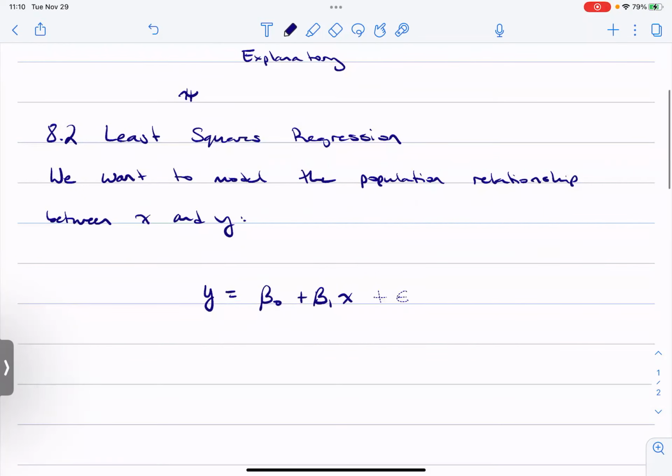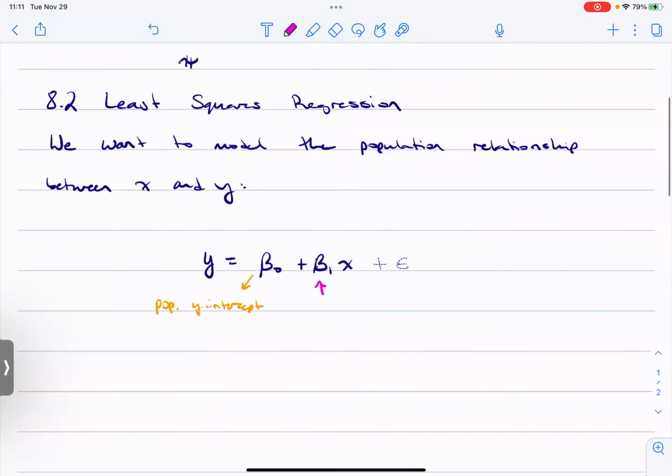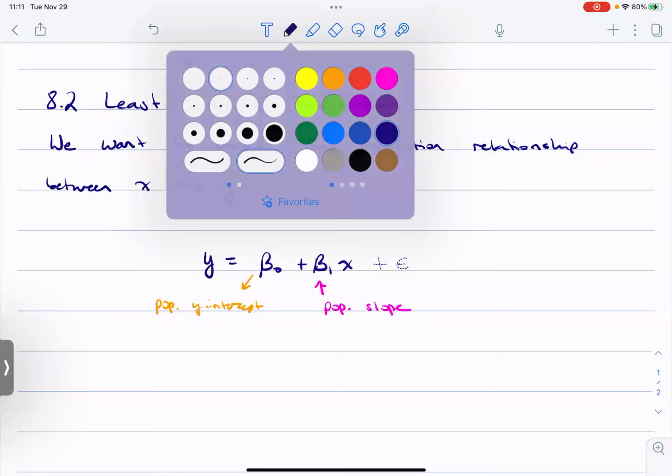Okay. Now, in terms of beta naught, that's going to be the population y-intercept. And beta 1 is the population slope. We're not going to know what those are, right? But we can estimate them using a sample.